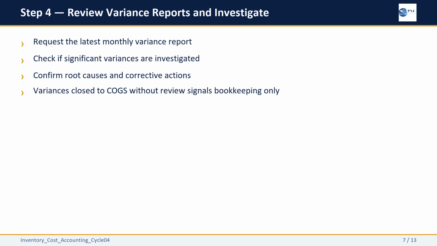The second cost accounting step is about how the client uses their variance data. Ask for the most recent monthly variance report covering all 9 variances. Then ask the harder questions. Are significant variances actually being investigated? Are root causes documented? Are corrective actions taken?